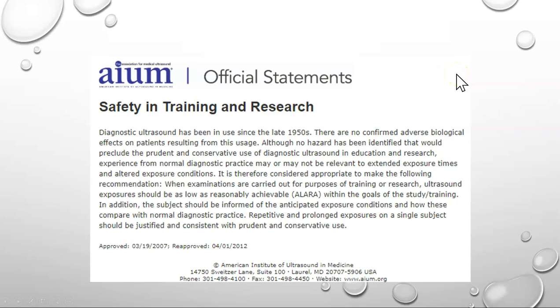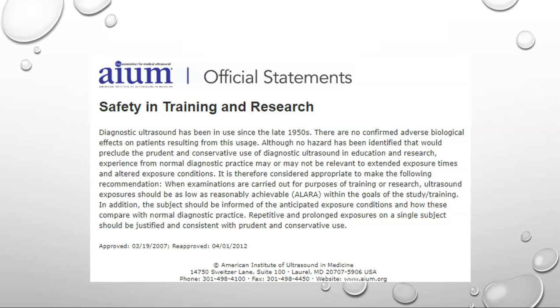The AIUM statement on safety in training and research basically says that though there are no confirmed adverse biological effects on patients from this usage, we can still go ahead and use ultrasound for training and research purposes, even if it does not provide a benefit to the patient.